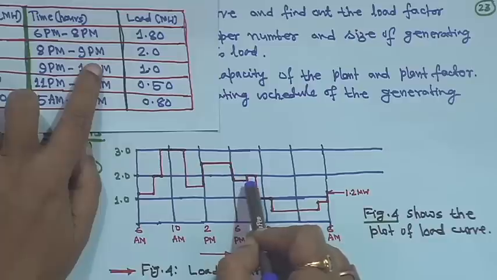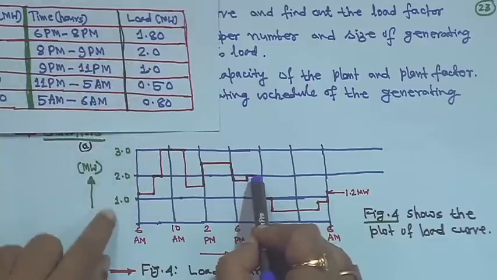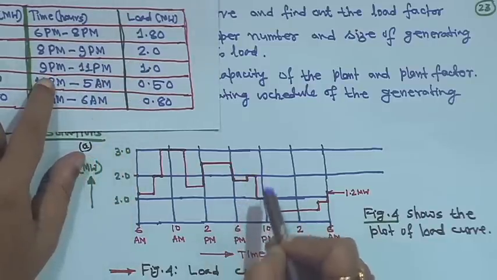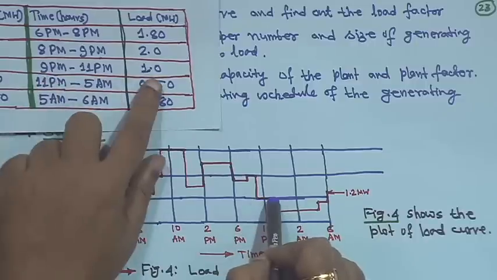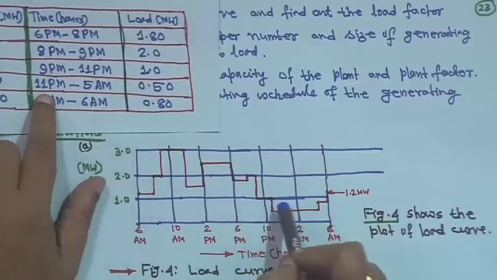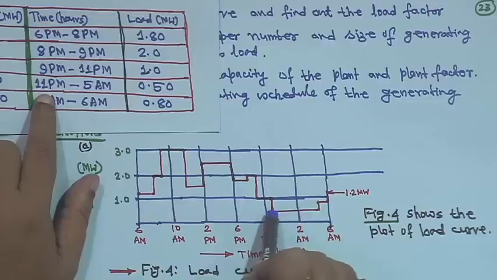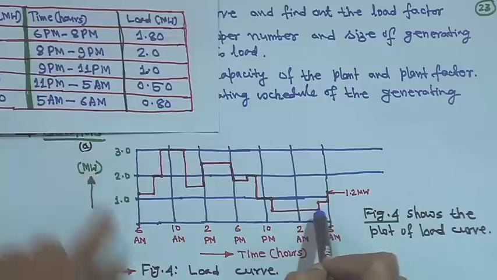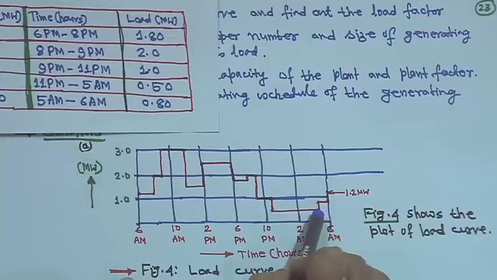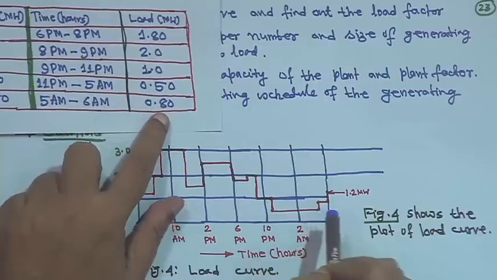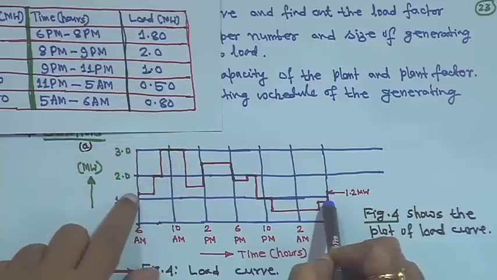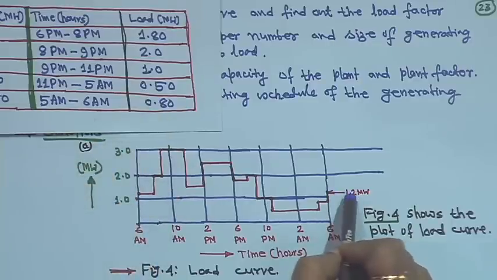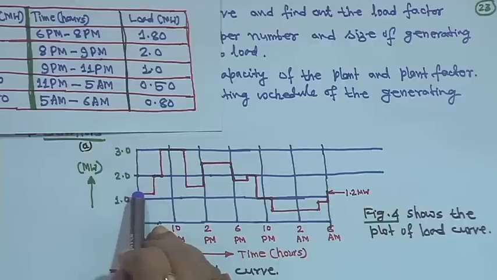Then 8 pm to 9, 1 hour, it is 2 megawatt, and then 9 pm to 11 pm, 1 megawatt. So at 9 it is coming down, 9 to 11 it is 1 megawatt. Then 11 pm to 5 am, up to this, it is 0.5 megawatt, and 5 am to 6 am, 0.8 megawatt. So 5 am it is going to 0.8, then 6 am 0.8, but again you have to come here, 6 am is coming. So finally, this point is also 1.2 megawatt.